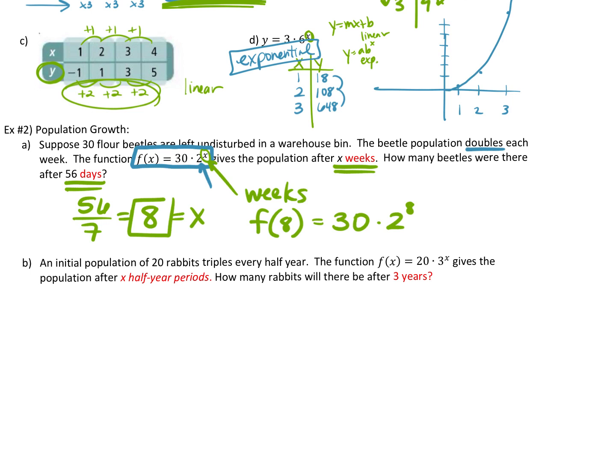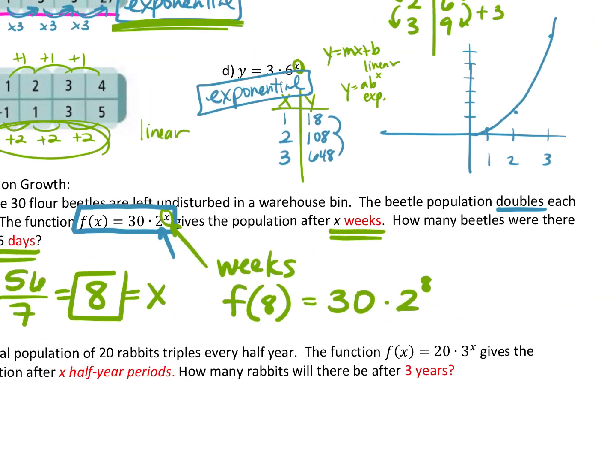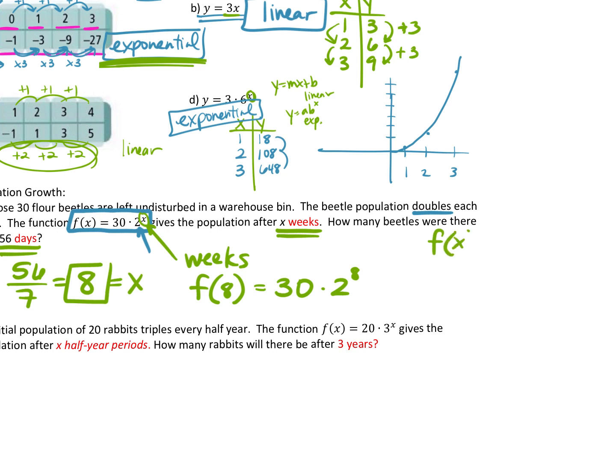F of X is Y. Right? This is your X. This is X. This is saying when I plug that X value into my function, what does Y equal? You could write this Y equals 30 times 2 to the X. It's just f of X function tells us what we're plugging in to get our Y. So it's just a different notation, but you can always swap f of X for Y and it will mean the same thing.